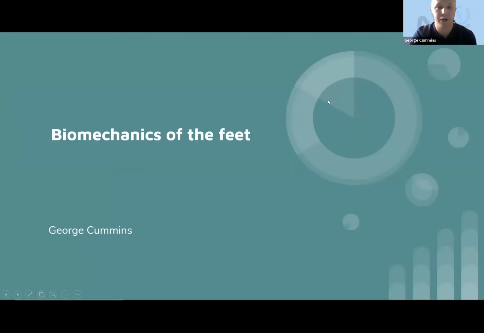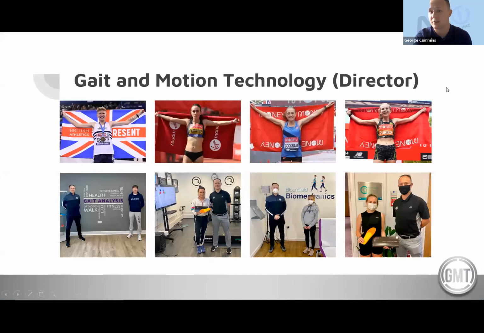Right, so yeah, I'm just going to go through really just focusing on the feet in this instance. I know we've looked at some whole body movements and strengthening. Just a very quick intro to myself.